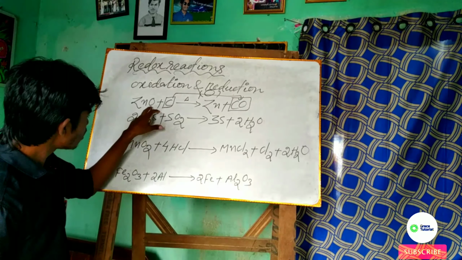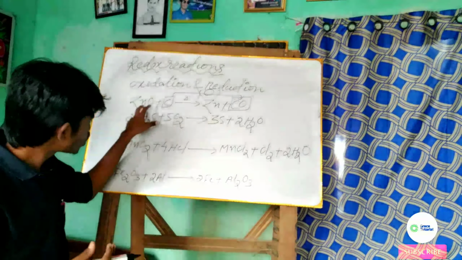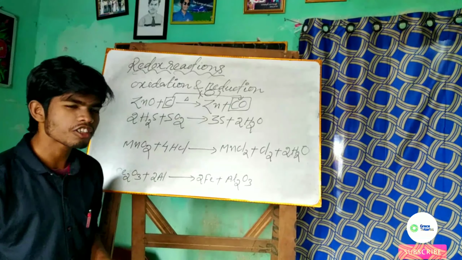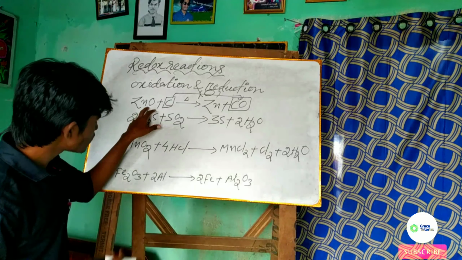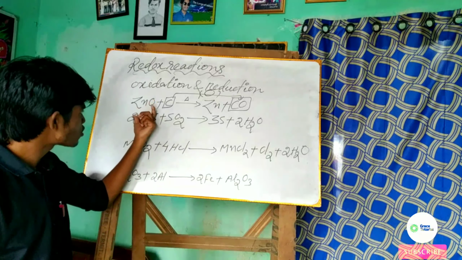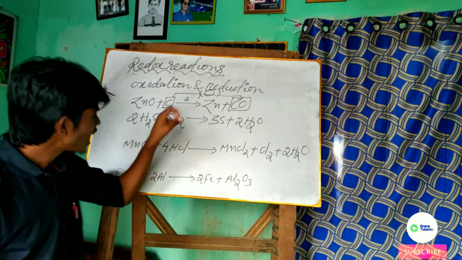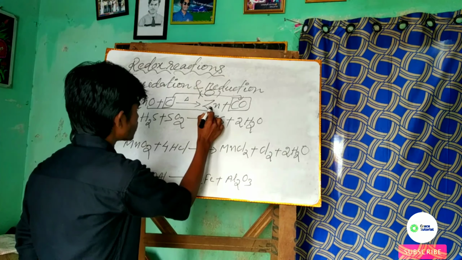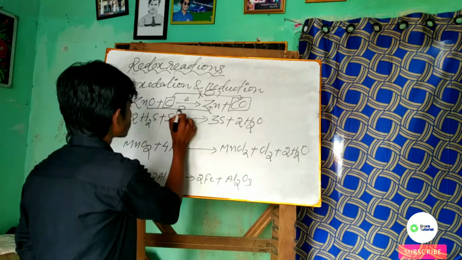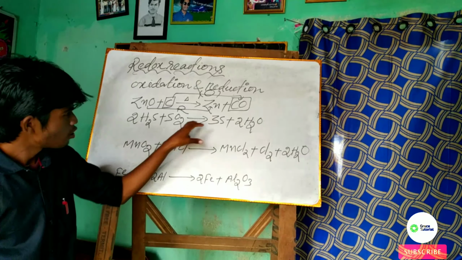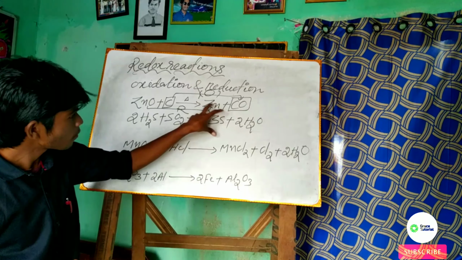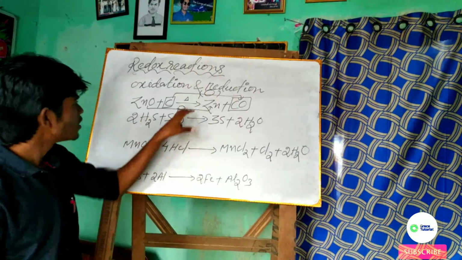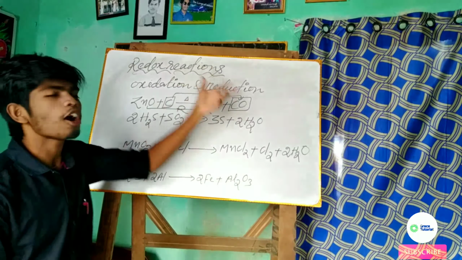Similarly, if you look here, in the reactant side we have zinc oxide, but in the product side we have zinc. So what happened here, my dear students? Here the oxygen has been removed from this substance and we got the zinc. That means here the reduction has taken place. So this is the reaction where the oxidation as well as the reduction took place. That's why it comes under the redox reaction.